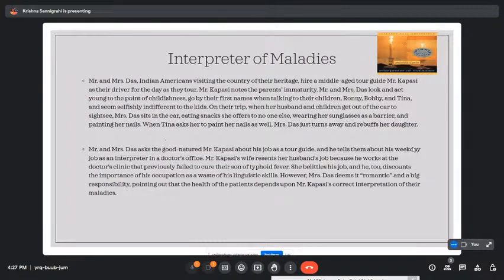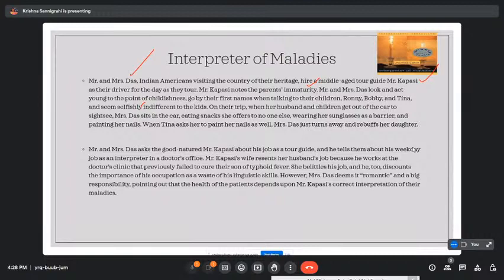So this is basically the story Interpreter of Maladies, which is there in this book named Interpreter of Maladies. Mr. and Mrs. Das, Indian Americans visiting the country of their heritage, hired a middle-aged tour guide named Mr. Kapasi as their driver for the day. Mr. Kapasi notes the parents' immaturity. Mr. and Mrs. Das look and act young to the point of childishness, go by their first names when talking to their children, Ronnie, Bobby, and Tina, and seem selfishly indifferent to the kids. Means they were not much bothered, not much caring about the kids.